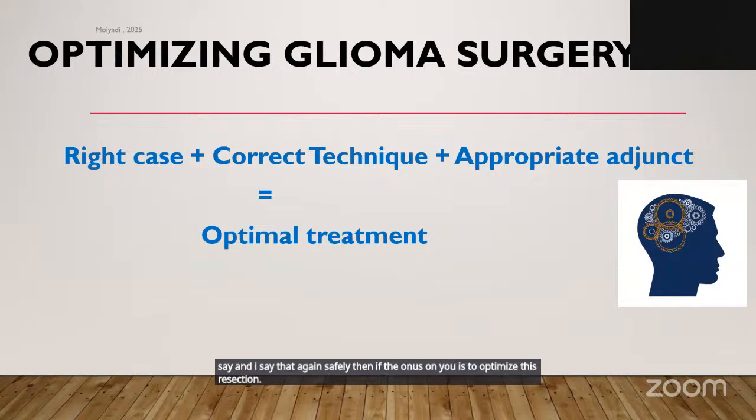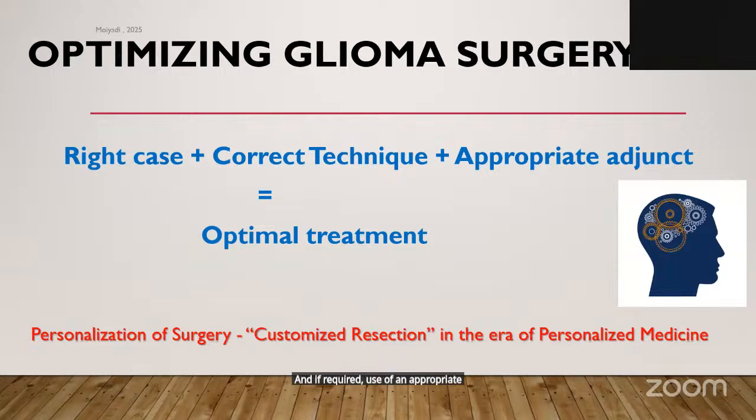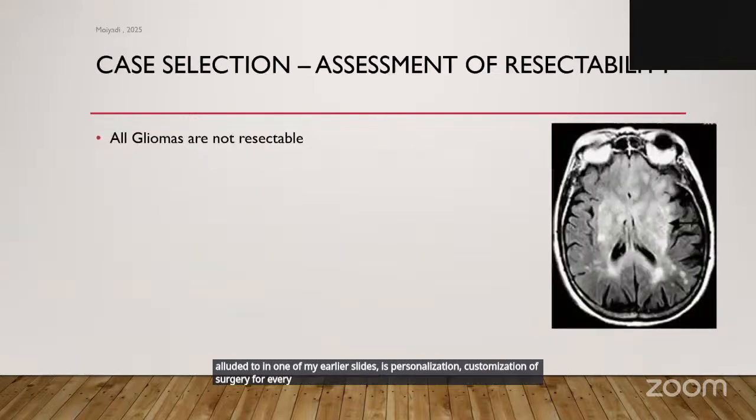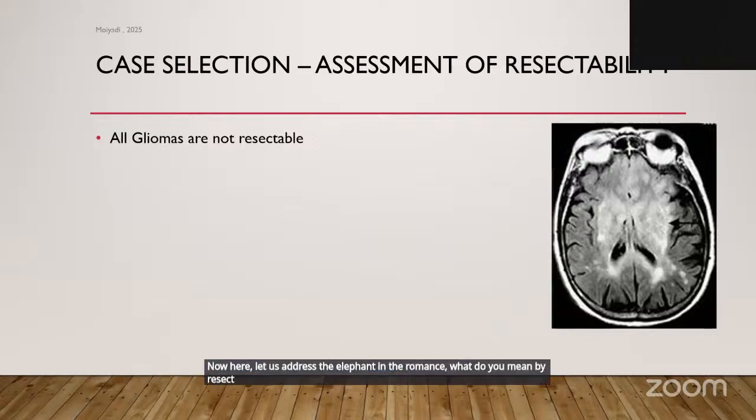And how do you do that? That is done by a combination of correct case selection, the right technique, and if required, use of an appropriate adjunct. And this is, again, as I alluded to in one of my earlier slides, personalization, customization of surgery for every patient. Now here, let us address the elephant in the room. What do you mean by resectability and how much can you resect? Are all gliomas resectable? The answer is no, obviously no.